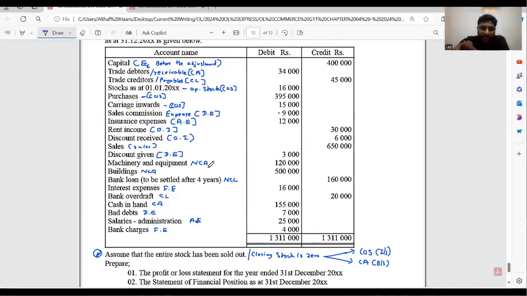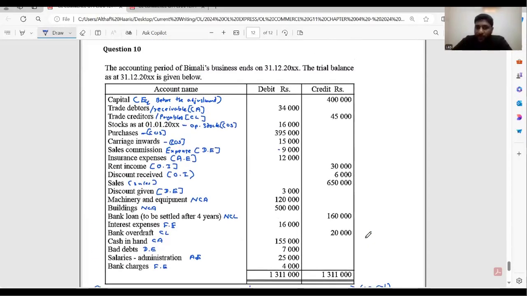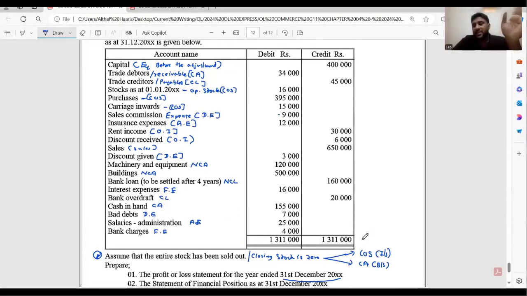Now here what they are asking is: prepare the profit or loss statement for the year ended 31st December 20XX and the statement of financial position as at 31st December 20XX. I told you, the balance sheet is always as at. The income statement may be year ended, month ended, week ended, whatever ended. That's the income statement. Now let's start preparing, people.